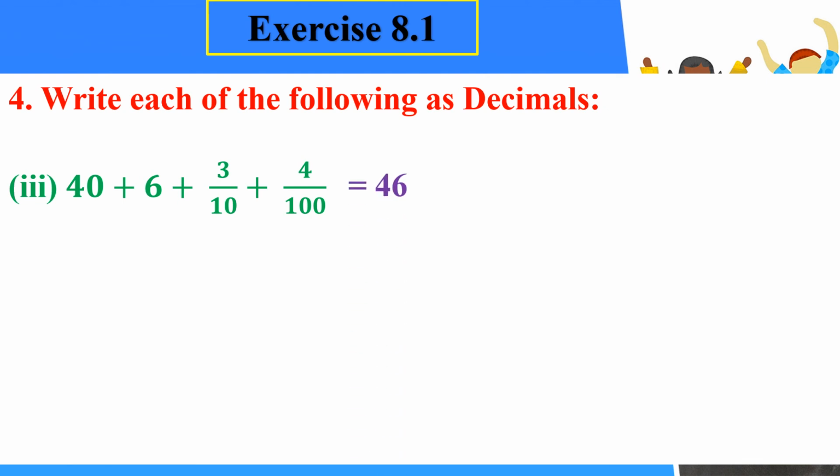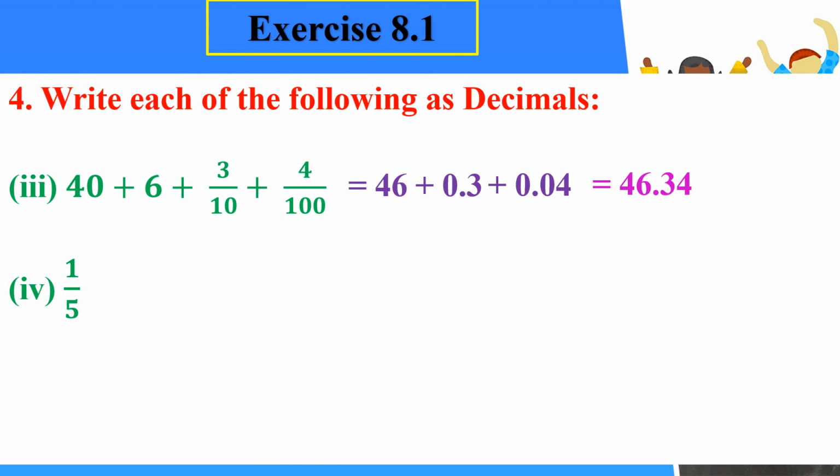So, 3 by 10 can be written as 0.3 and 4 by 100 can be written as 0.04. So, by adding the whole part with the decimal part, we get 46.34. So, 40 plus 6 plus 3 by 10 plus 4 by 100 is equal to 46.34. The fourth subdivision, 1 by 5.